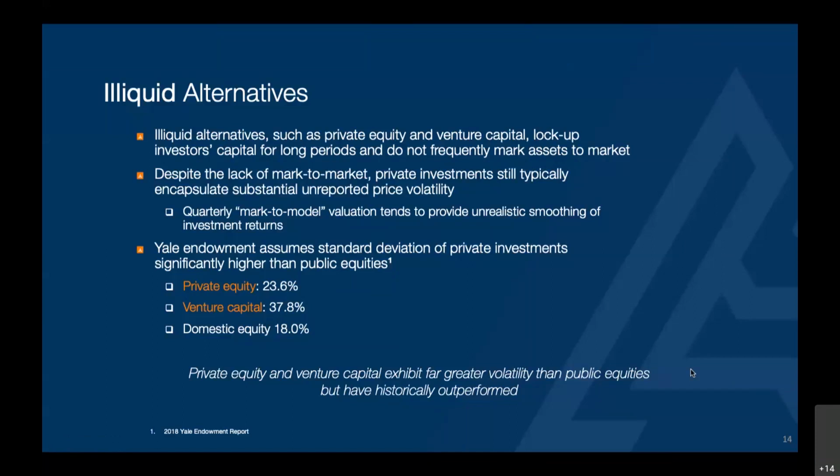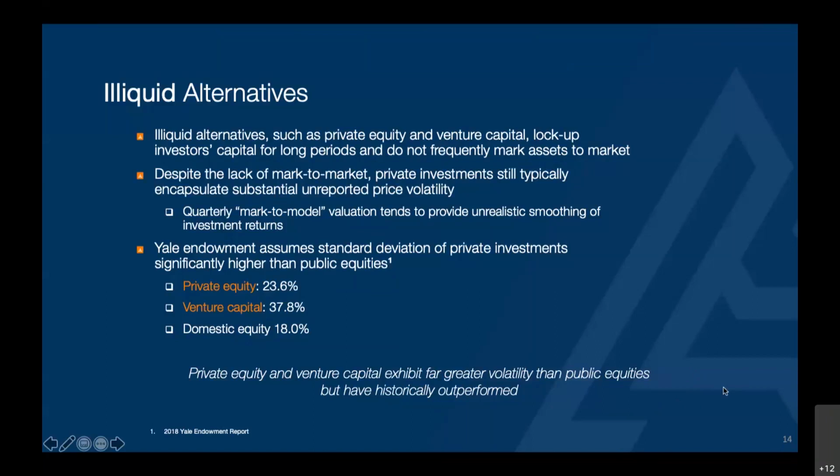However, if we look at how some of the most sophisticated investors on the street consider their private investments, they actually assume very high risk and volatility. For example, the Yale Endowment has an assumption for their private equity volatility of 23.6%, which is significantly higher than what they expect out of domestic equity. And out of their venture capital portfolio, they expect volatility of over double their public domestic equity portfolio. So keep that in mind. Just because they mark to model doesn't mean they're not risky or not volatile.